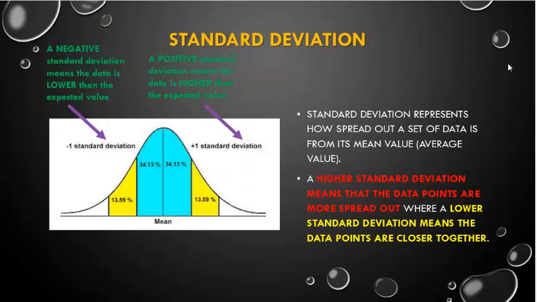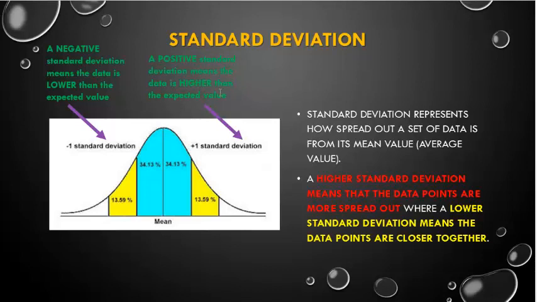Your first main idea of this lecture is standard deviation. Standard deviation represents how spread out a set of data is from its mean or average value. Higher standard deviations mean that the data points are more spread out. Lower standard deviations mean that the data points are closer together.